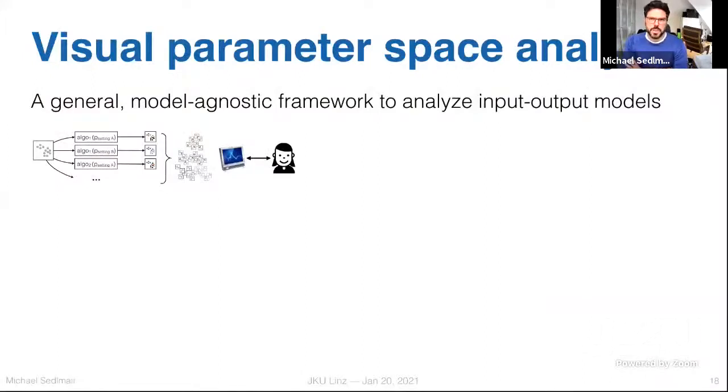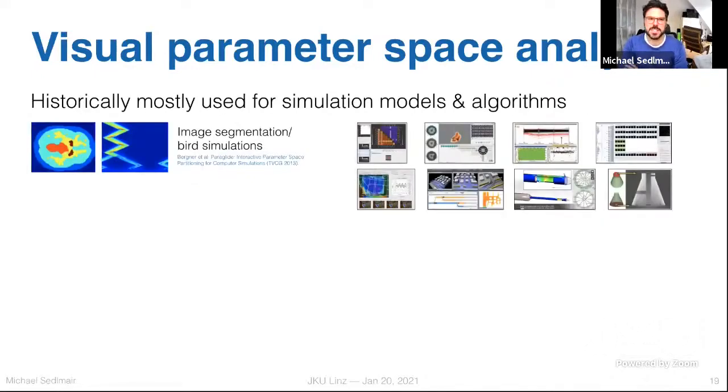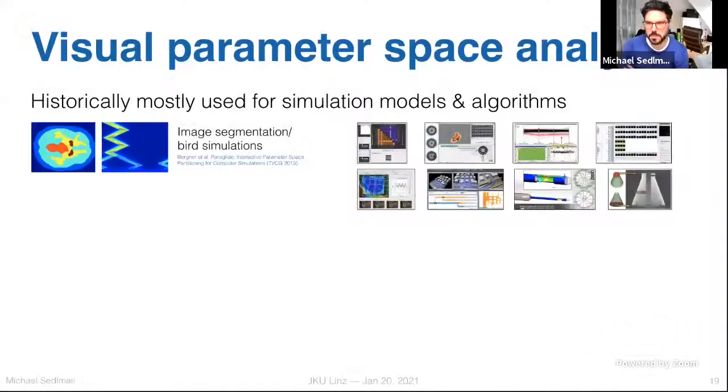Okay, so visual parameter space analysis is a general model-agnostic framework to analyze input-output models. This is a very generic definition, but the point is this is not just useful for machine learning models. In fact, we saw using that for classical simulation models, where you know how the models work, instead of just training them from data. So we did that, for instance, for image segmentation or bird simulations, as you see here. And also many other people use that approach.